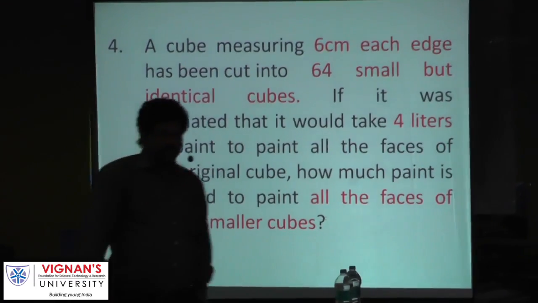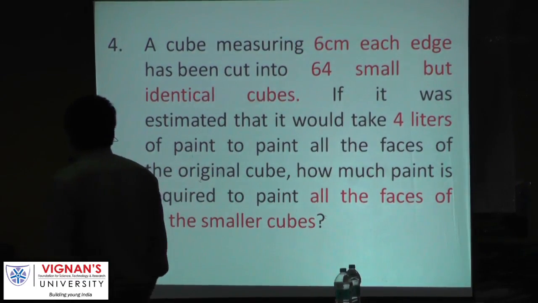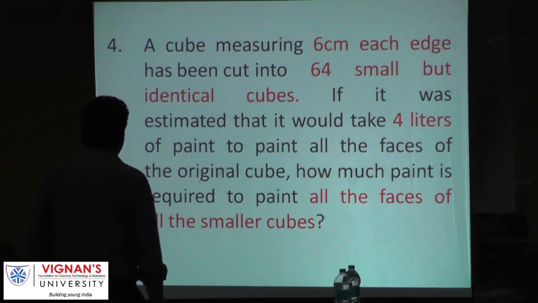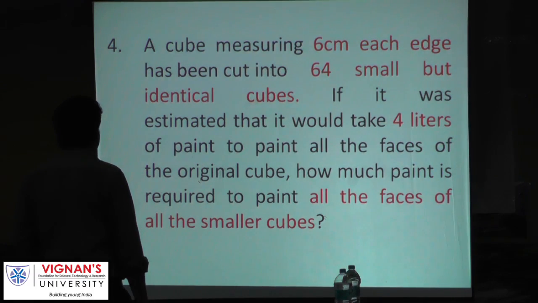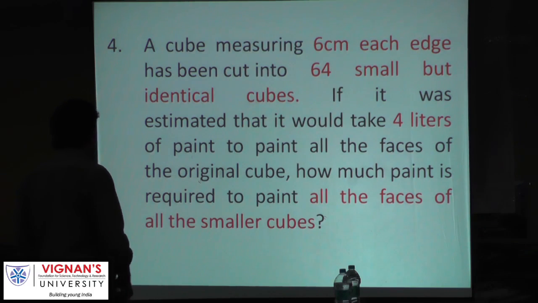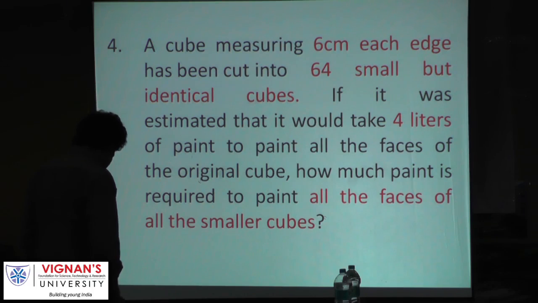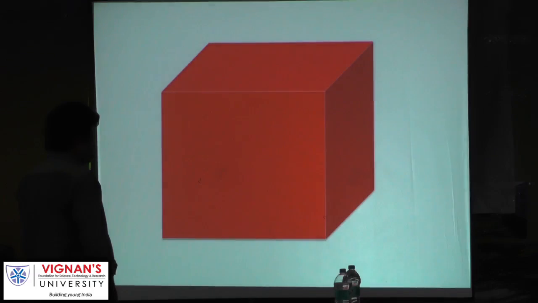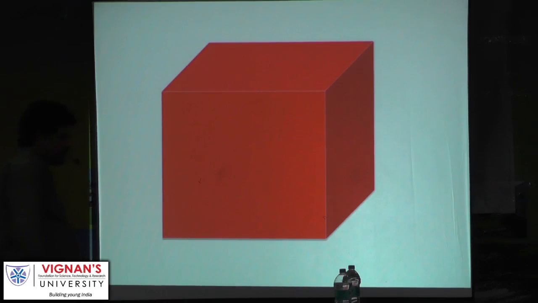A cube measuring 6 centimeters each edge has been cut into 64 small but identical cubes. If it was estimated that it would take 4 liters of paint to paint all the faces of the original cube, how much paint is required to paint all the faces of all the smaller cubes? There is a cube like this. What is its edge?